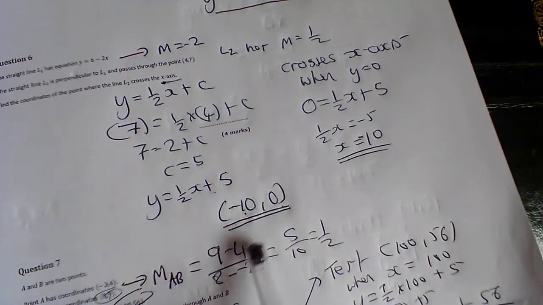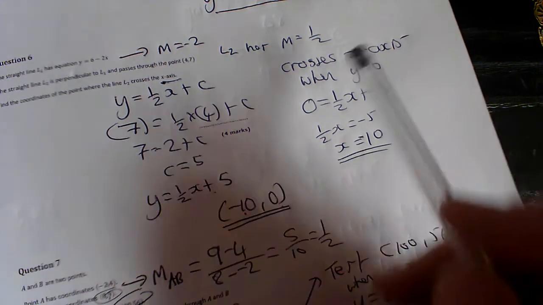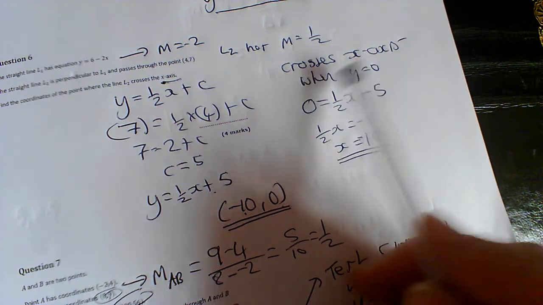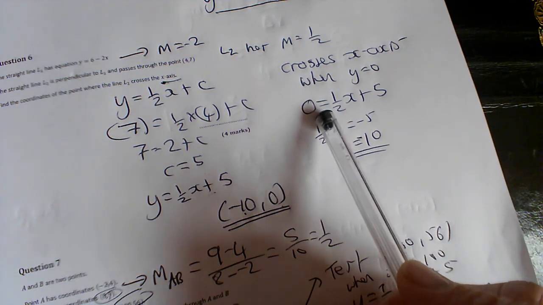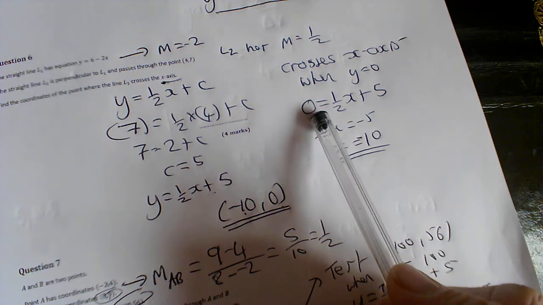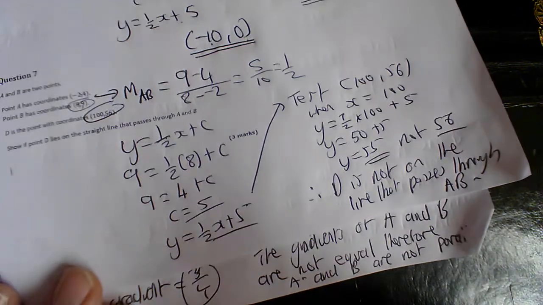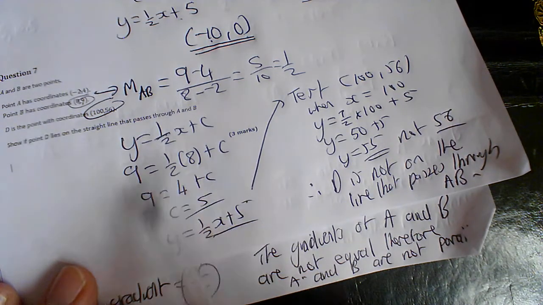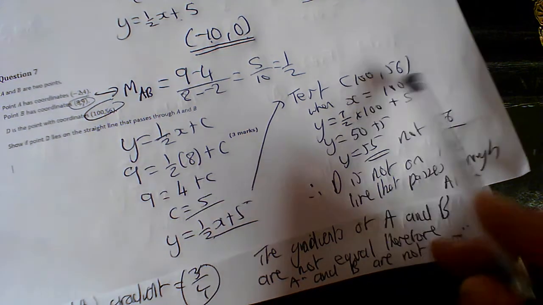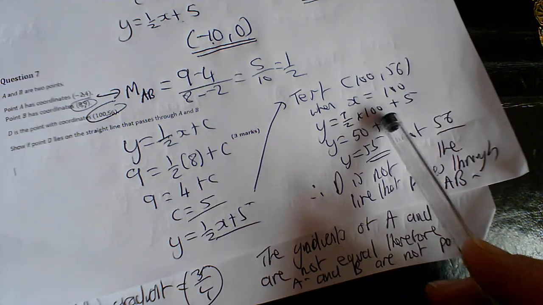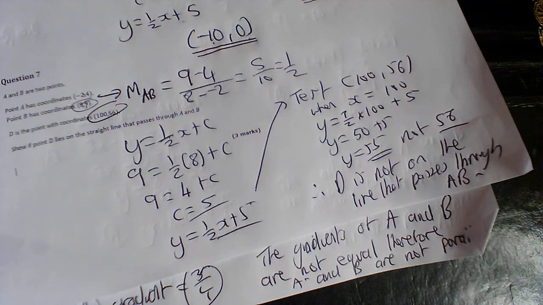This one we're finding an equation again, using the method we're now hopefully familiar with. But the one key thing is, it crosses the x-axis when y equals 0. Okay? Crosses the x-axis when y equals 0. So we put y is 0, and we solve that to get x is negative 10. The last one, again, we're finding an equation of a straight line, and we're testing whether 100, 56 is on there. Well, I put x is 100 and I get 55, so it's not on there. And I've got sufficient evidence to show that.